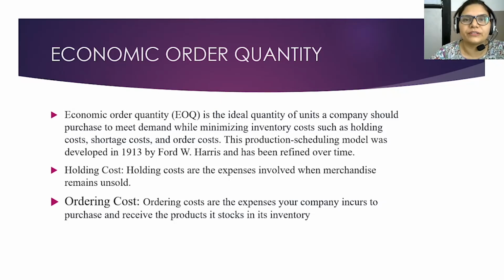Next is your ordering cost. Ordering costs are the expenses your company incurs to purchase and receive the product it stocks in its inventory. The cost which is incurred in ordering a particular amount of a product or a raw material is said to be ordering cost. These ordering costs can include your shipping expenses, unexpected transportation cost, inspection fees, and other expenses necessary to acquire the inventory products. Now, what is the link between economic order quantity, holding cost, and ordering cost?